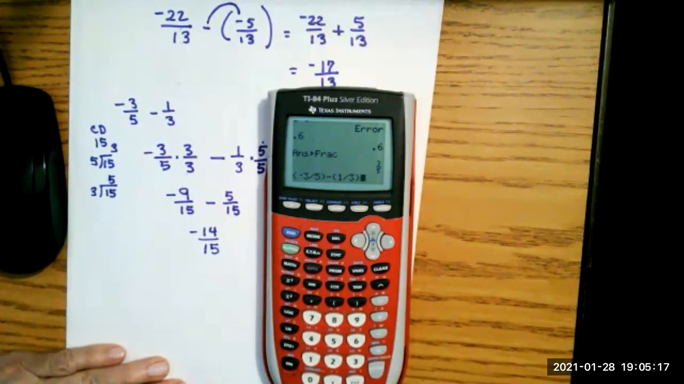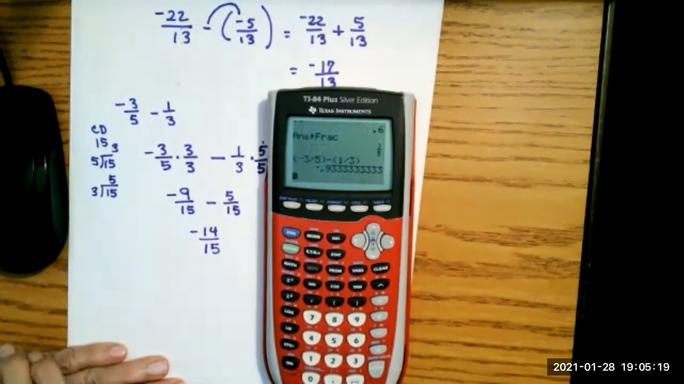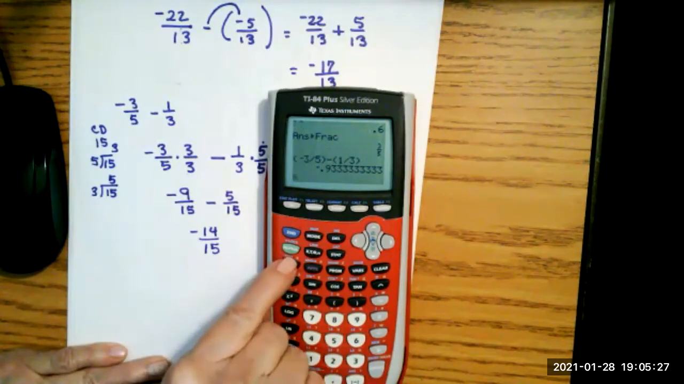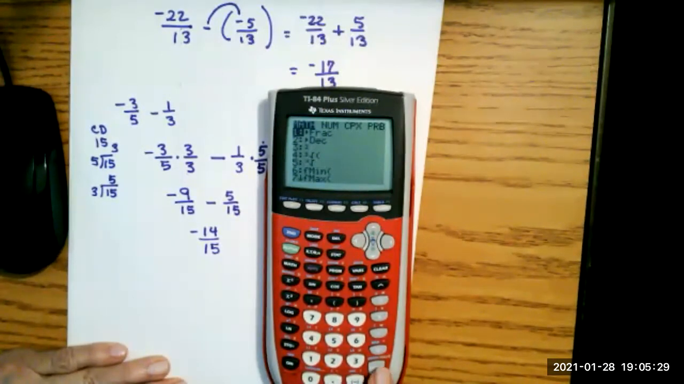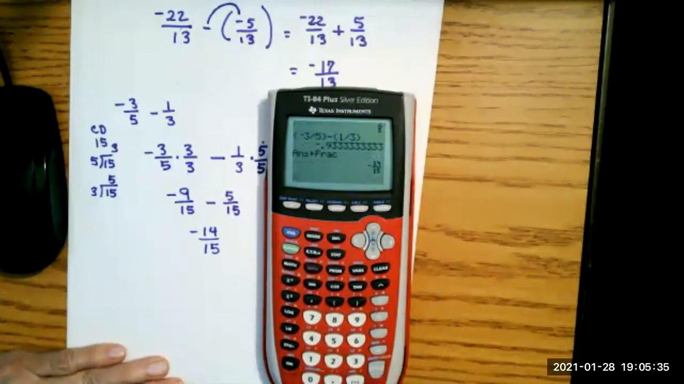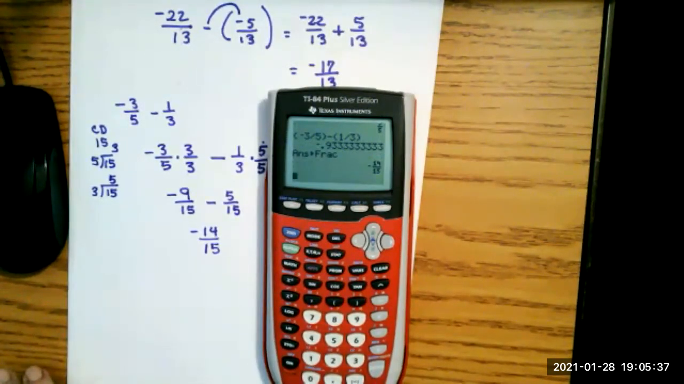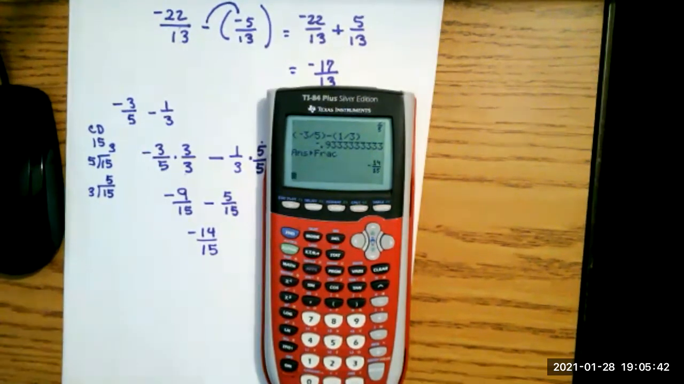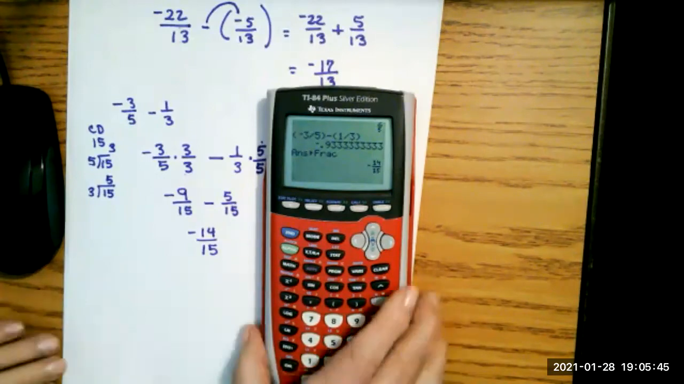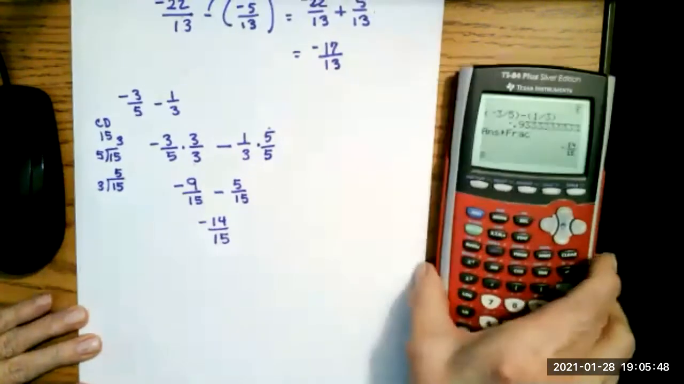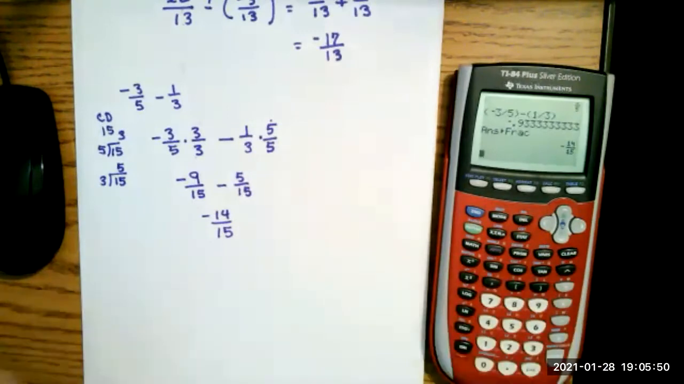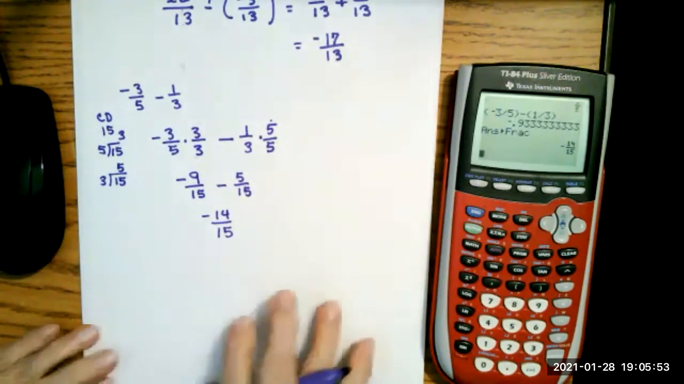Now when I hit enter, I get this lovely number, 0.9333333. So if I go to math, remember we did it earlier tonight, and I hit the first one that says fraction, I hit it twice, and it's going to convert that 0.9333 to negative 14/15. Isn't that cool? So you can use your calculator in your system. If you're having trouble with fractions, don't hesitate to use your calculator.